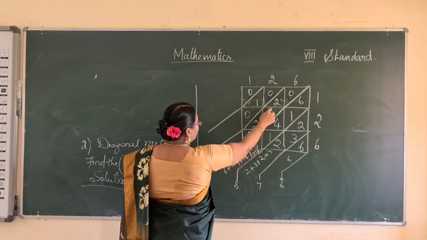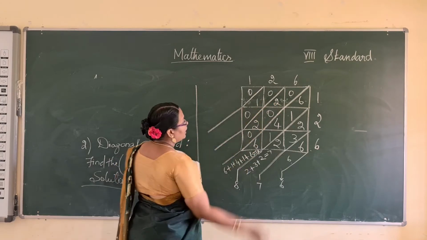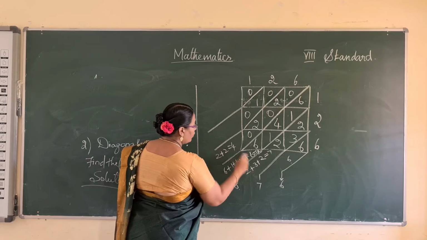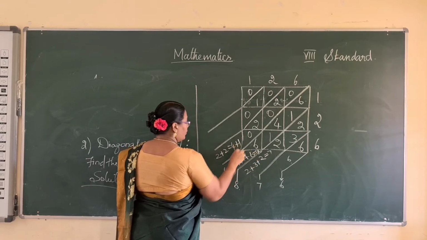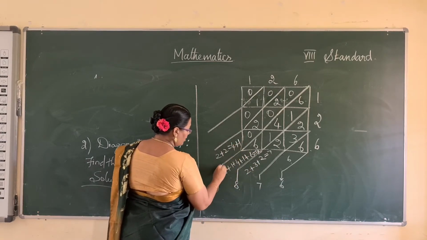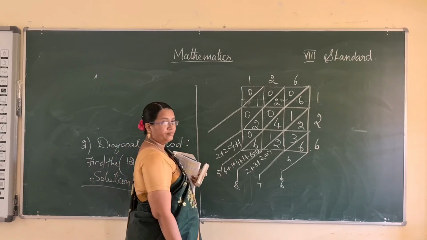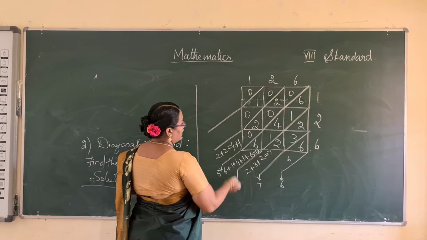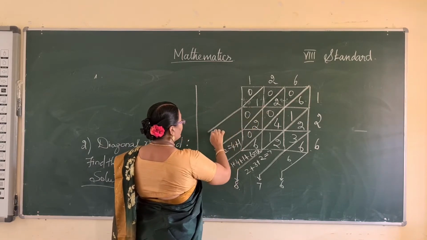Okay. So already here 2 plus 2. All the other diagonal values are 0. So 2 plus 2 is equal to 4. Here 1 carries over to here. So 4 plus 1, 5. And next one, here only one value.